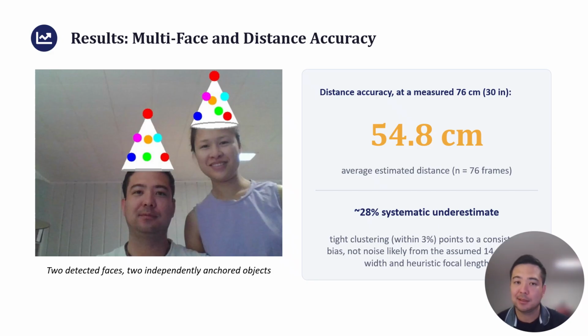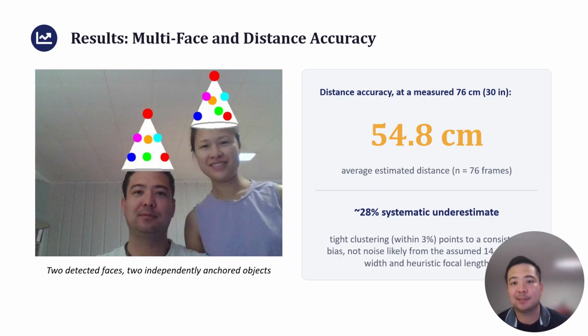The second test was to test distance accuracy. I first measured the distance simply using a tape measure from my webcam to my face, and it was around 76 centimeters or 30 inches from the camera. I recorded what the system estimated across 76 frames while cycling through the different objects. I found that the average came out to be 55 centimeters, or specifically 54.8. That's quite a difference. We're talking about an underestimation by about 28%.